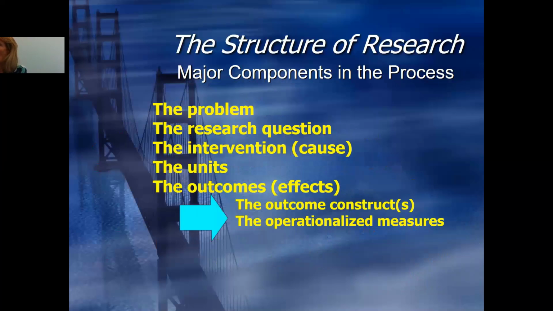And then you have your outcomes, and that's the effects that you're going to measure. So you're going to have your outcome constructs, which should come from your theory of the problem and the theory of the intervention. And then you're going to come up with the ideas. So like stress is the outcome construct. And then you operationalize it with the measures. And there's stress index scales, there's salivary cortisol, there's hair cortisol. So you come up with the specific measures.